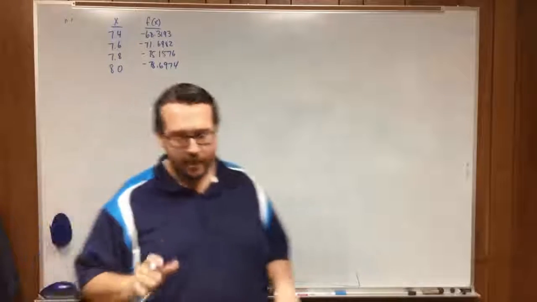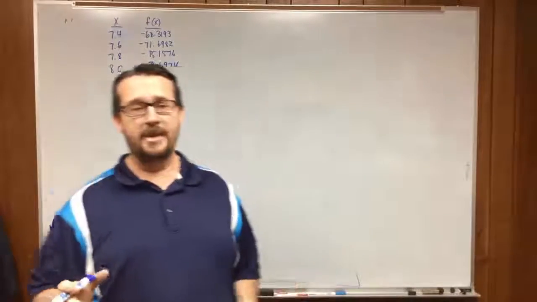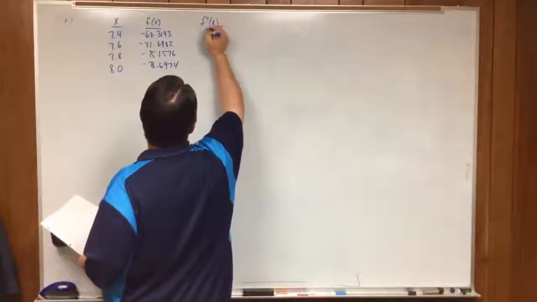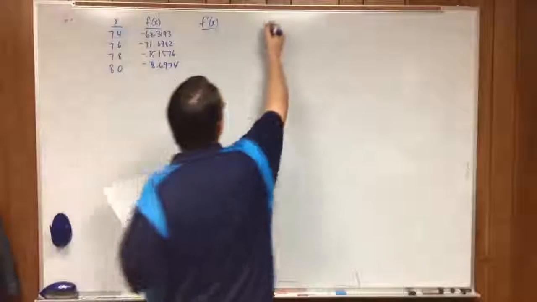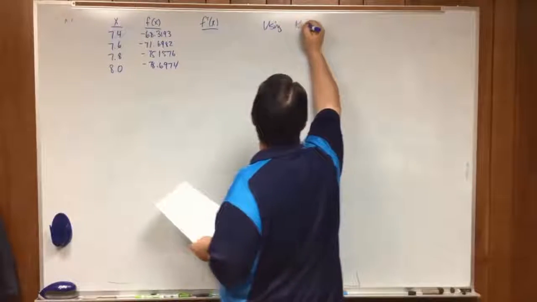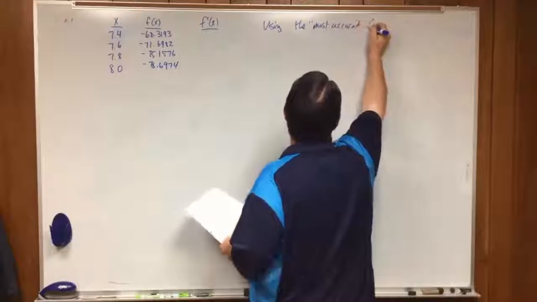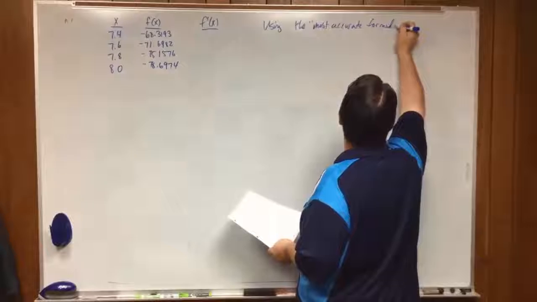All right, so here's an example out of the textbook, one of the homework problems, similar to the type of problem you're going to be asked to do. Essentially what you're asked to do is come up with the derivative at each of these 4 points using the most accurate formula available.